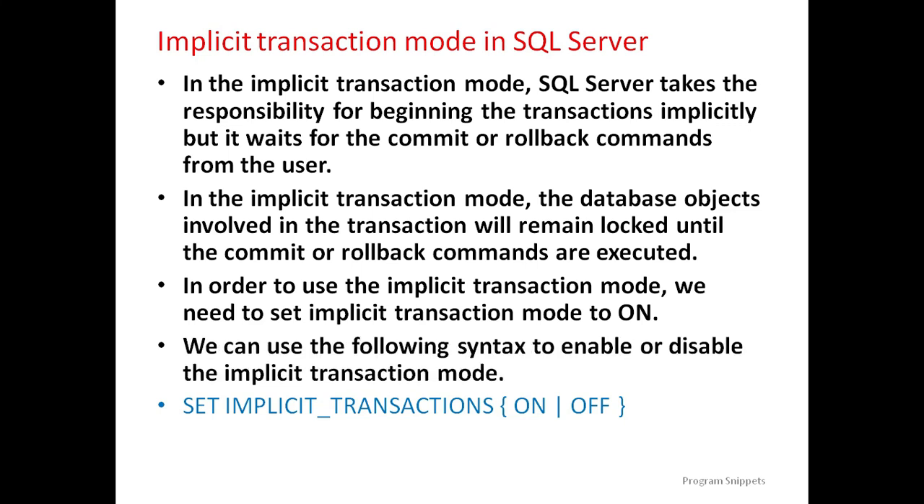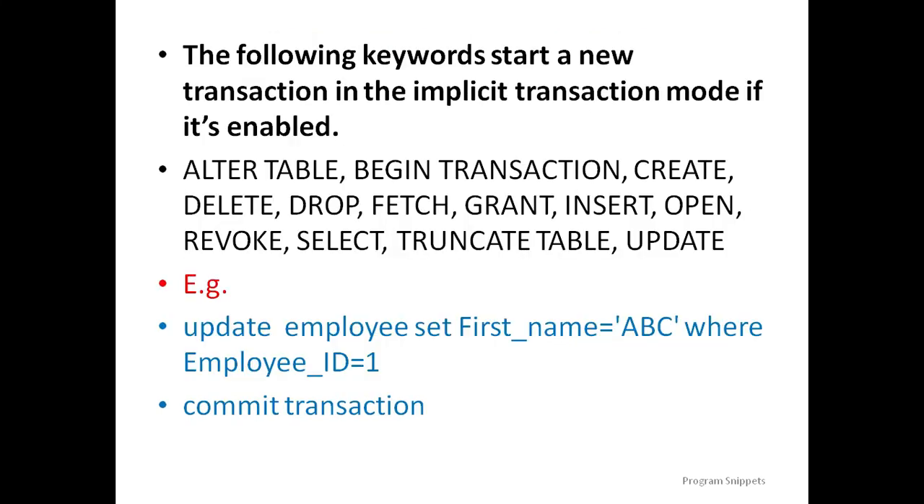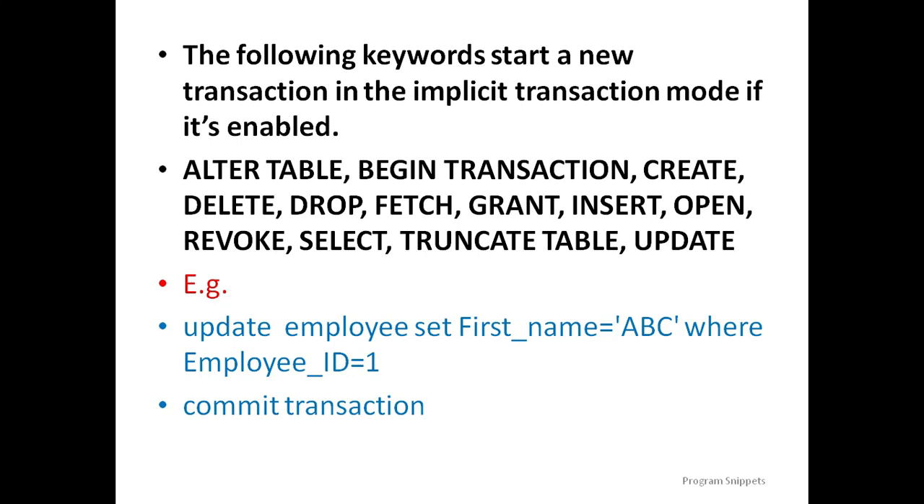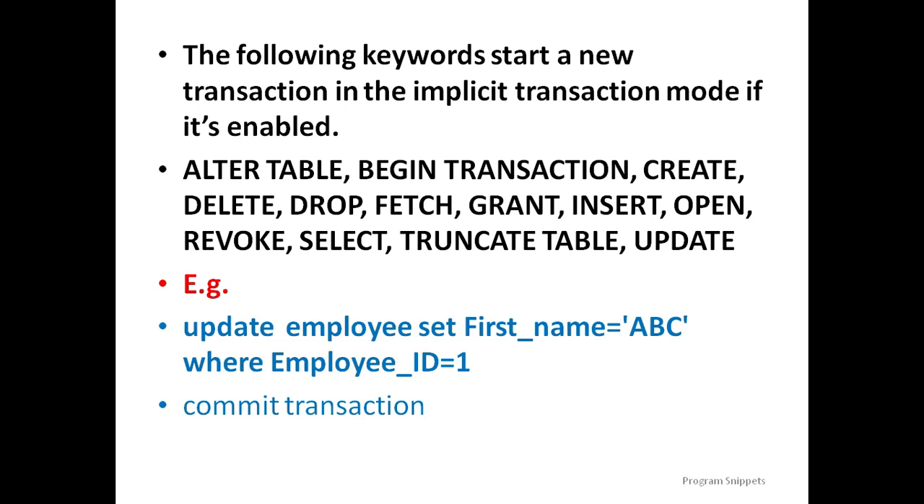We can use the following syntax to enable or disable the implicit transaction mode: SET IMPLICIT_TRANSACTIONS ON or OFF. The following keywords start a new transaction in the implicit transaction mode if it is enabled. For example, ALTER TABLE, BEGIN TRANSACTION, CREATE, DELETE, and so on. For example, UPDATE Employee SET FirstName = 'ABC' WHERE EmployeeID = 1. And when we commit the transaction, the first name for the employee ID 1 is updated.